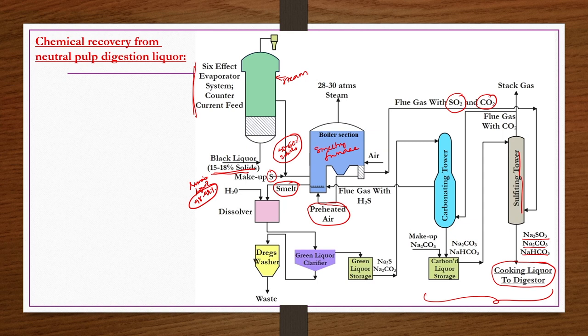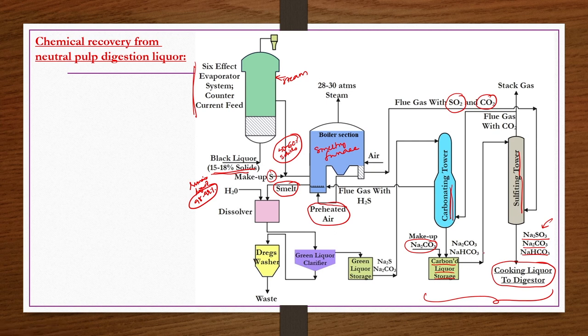If more purification is required, then what do you do? Whatever flue gases are left with CO2 only, because in the sulfiting tower you do the sulfination to get the sulfites, etc. So after that, primarily the flue gases would have CO2 only. Those you take to the carbonating tower where carbonation takes place, and then you get sodium carbonate, sodium bicarbonates, etc. So if required, sodium carbonate makeup chemicals may be added so that you get a carbonated liquor storage.